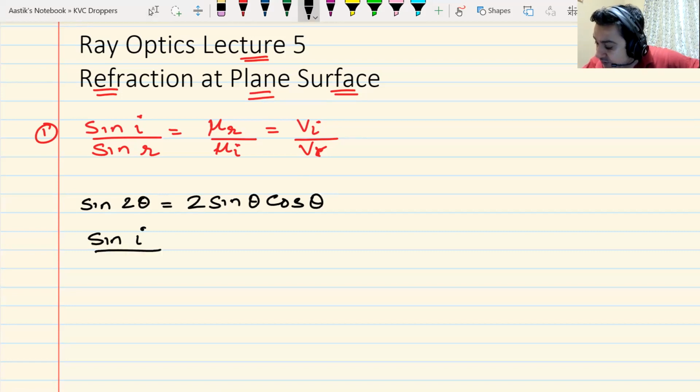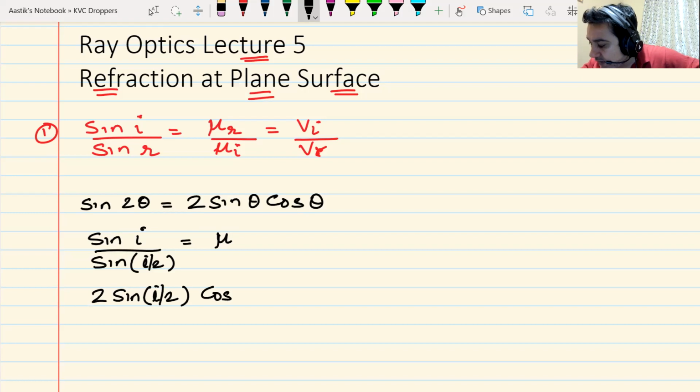If you can remember this, then I'm going to write the formula again. Sine of I divided by sine of I by 2, because angle of refraction is I by 2, is equal to mu. This is where we were in the question. Now I just use the double angle formula in the numerator. So I'll write it like this: 2 times sine of I by 2 multiplied by cos of I by 2. Do we understand what I have done, everyone in the class?